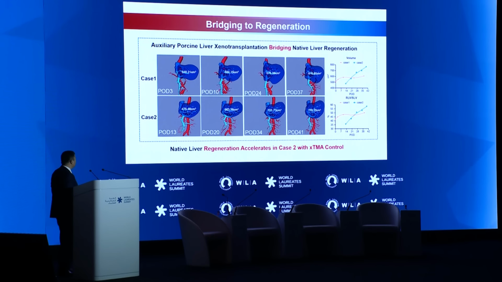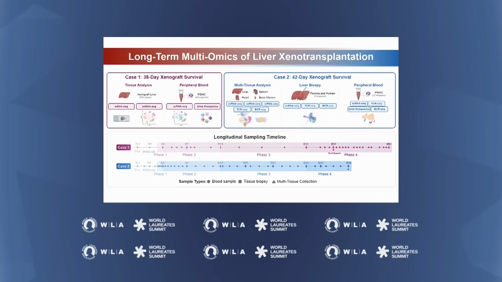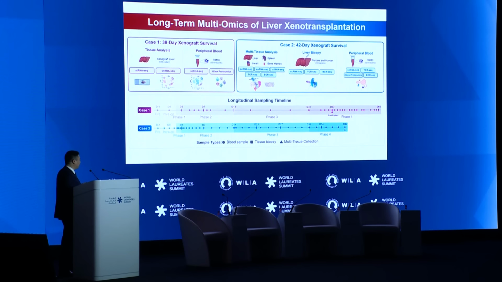So this is a bridging to regeneration. We can see that in both case 2 and case 1, the remaining liver regenerates. And this is a long-term multi-omics study of liver xenotransplantation. You can see from this chart that we collected samples of cells and tissues at different time points, at the single-cell level, the spatial level, and the protein level.